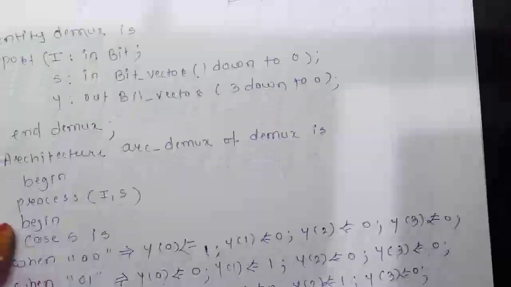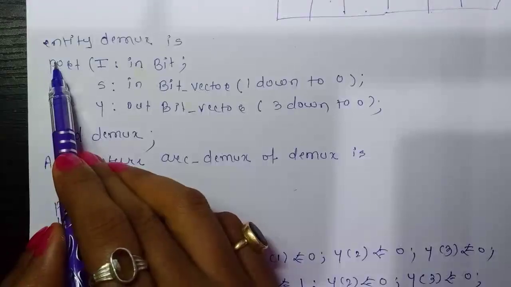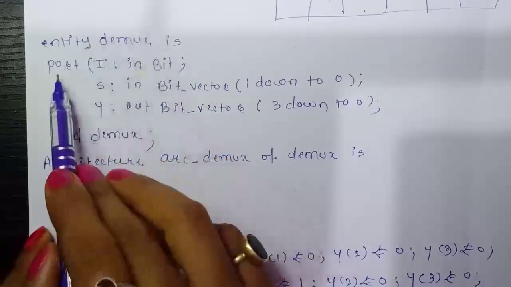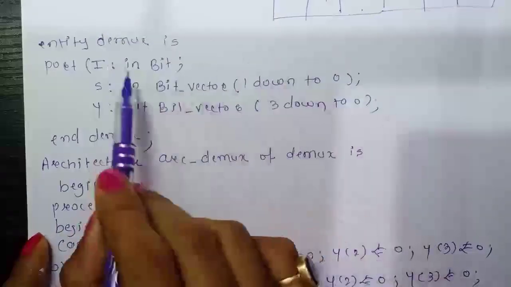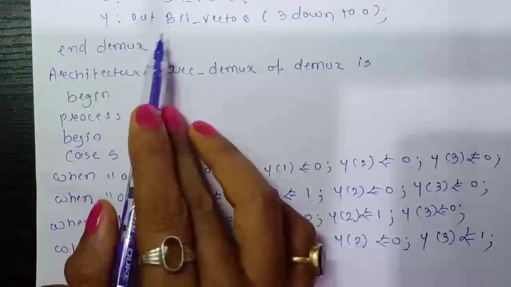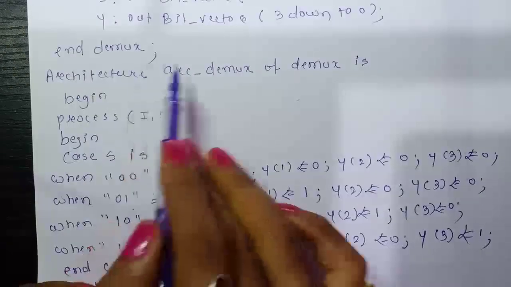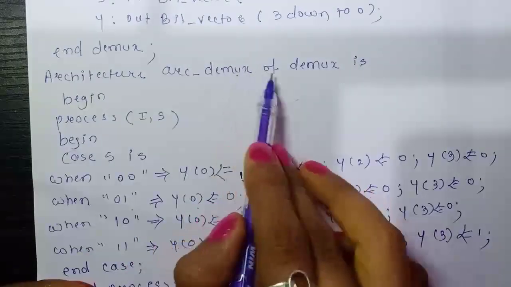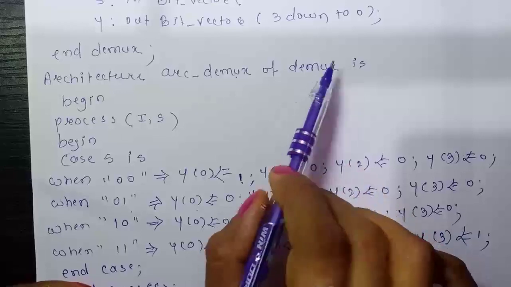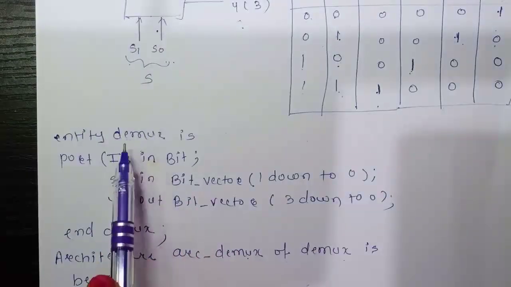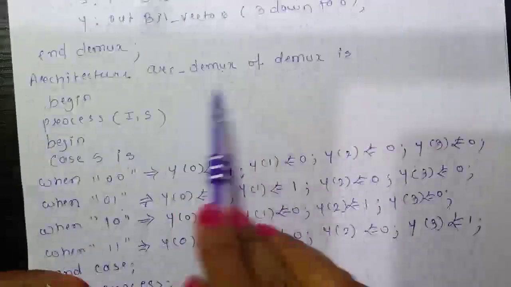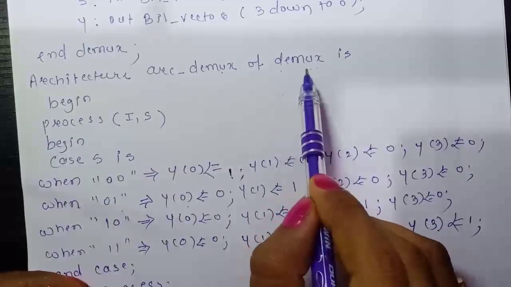Okay, then we have to declare the entity, the name of the entity, then port. Inside the port we have to specify all our input and output ports, and end entity. After that we have to write the code for the architecture. So the architecture keyword is followed by the name of the architecture of the entity. Your entity name must be the same as the entity of your design. Now the entity of my design is Dmux. That's why here again I am using the name Dmux.